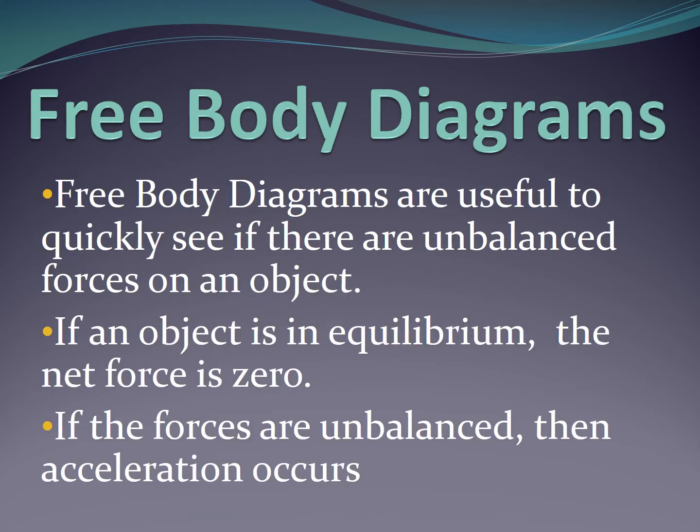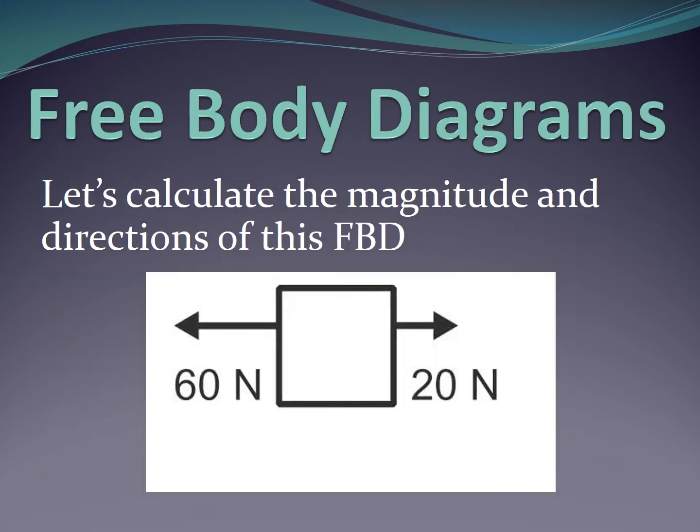So free body diagrams are useful to quickly see if there's an unbalanced force on an object. If the object is in equilibrium, the net force is 0, and so that is at rest. If they're unbalanced, that means that some acceleration is occurring. It is moving somehow. So let's calculate the magnitude and direction of this free body diagram.